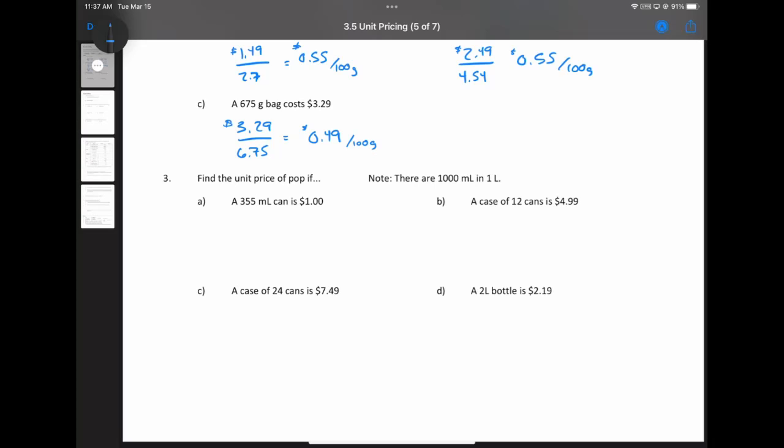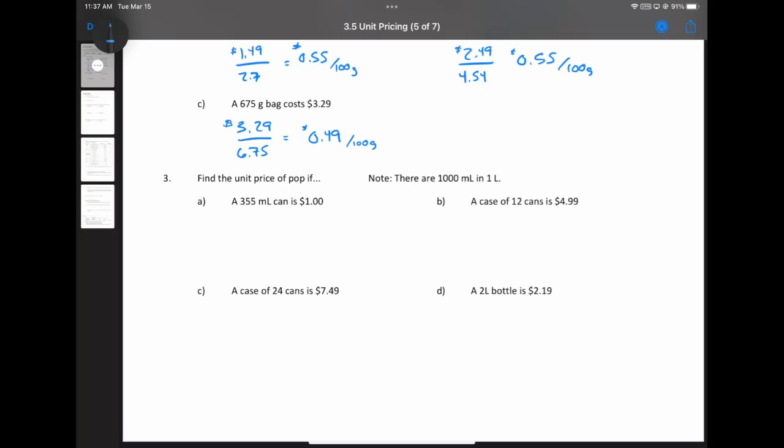Now, I should point out that for A, B, and C, if we really wanted to compare them, we could just figure out the price per can. That would be kind of easy. But as soon as we bring that bottle in there, it doesn't work out as nice. So we're going to do cost per 100 milliliters for these as well.